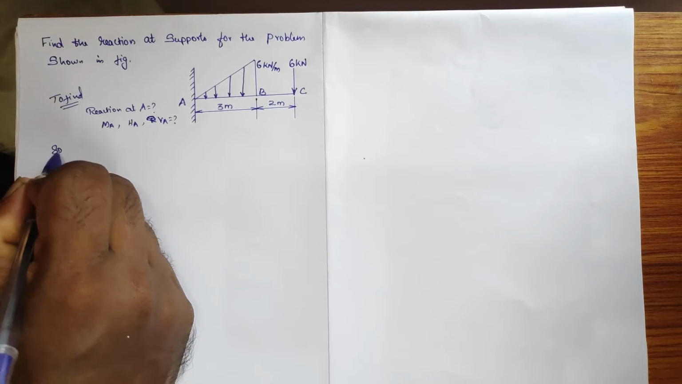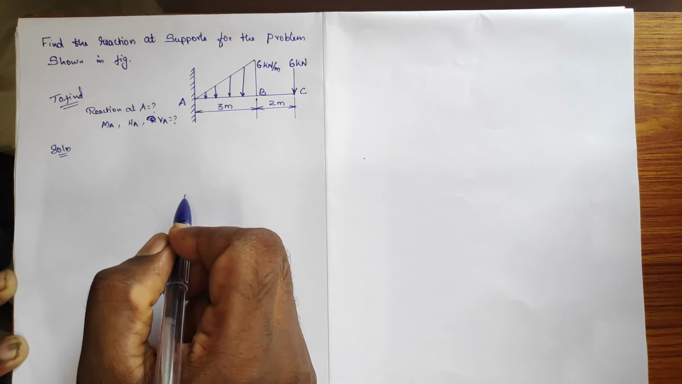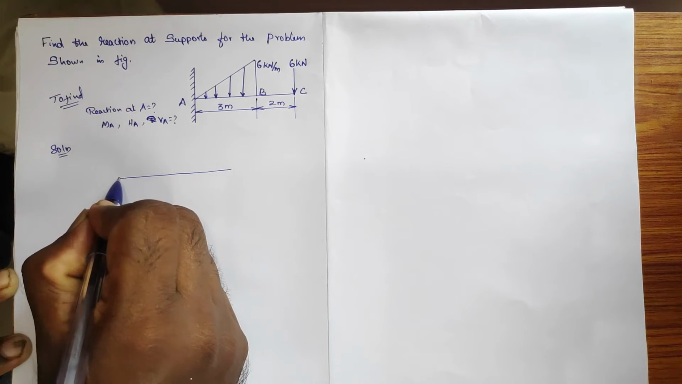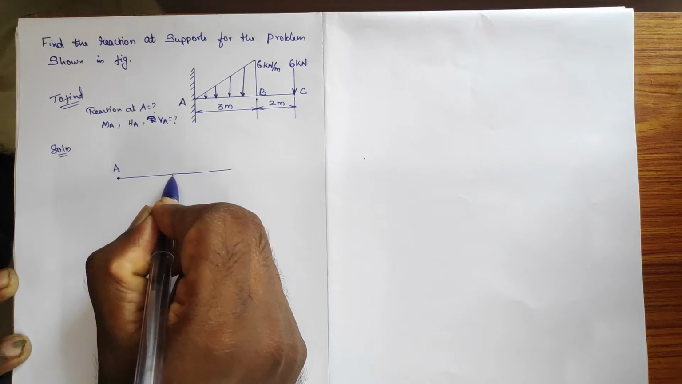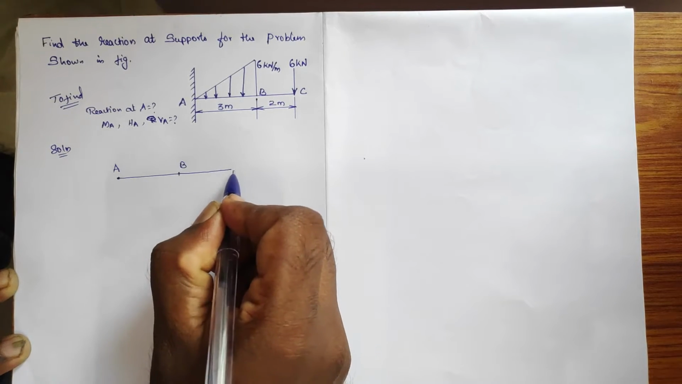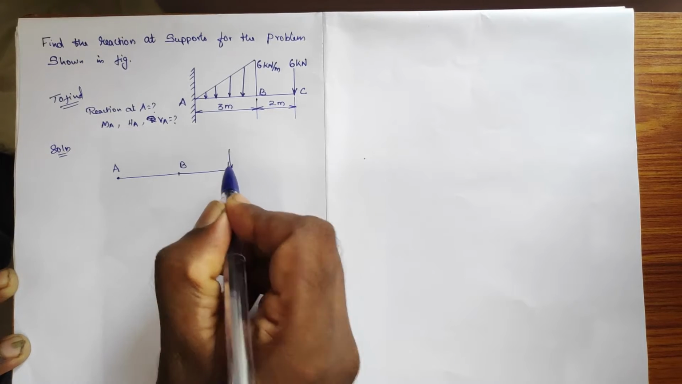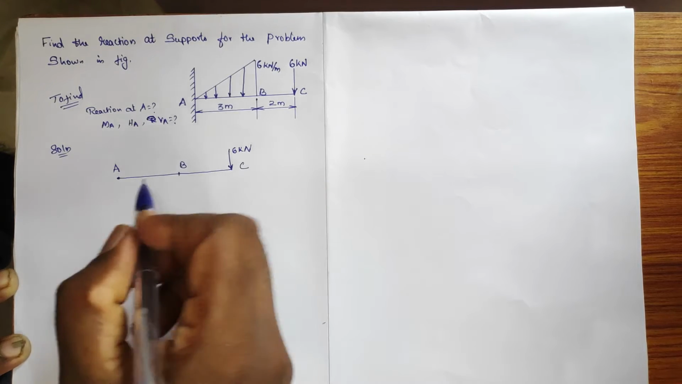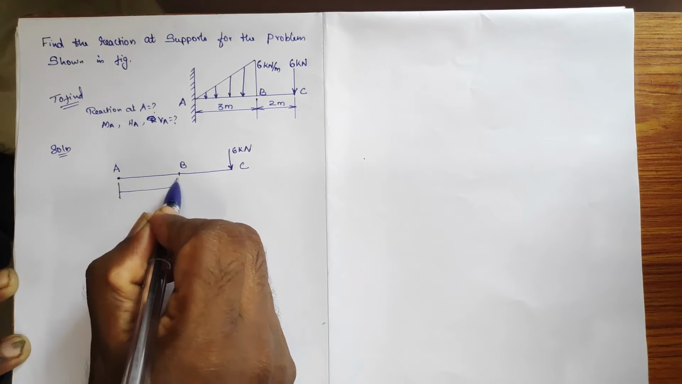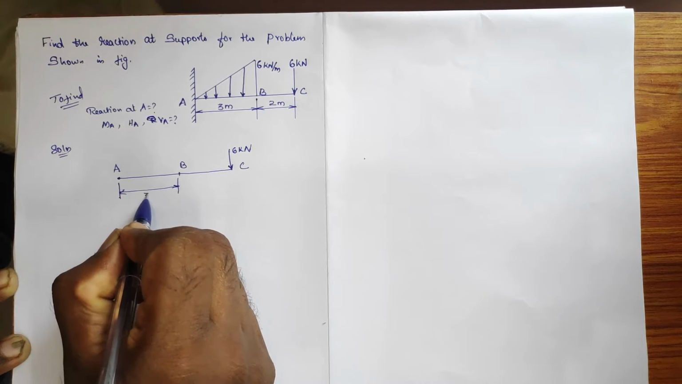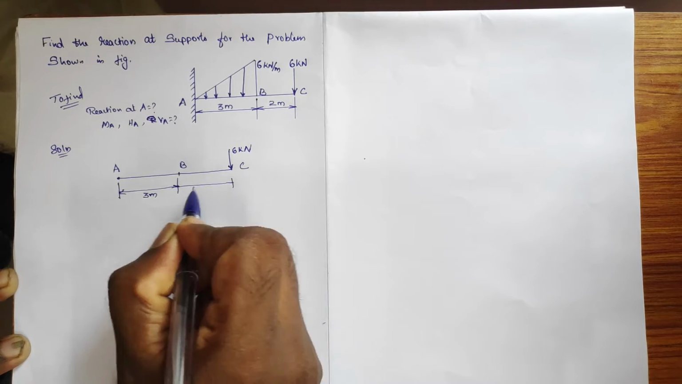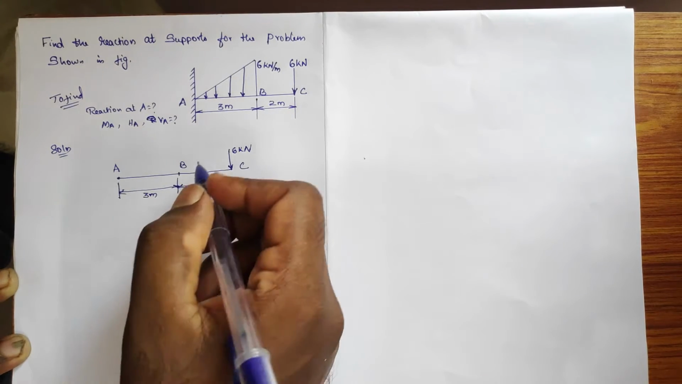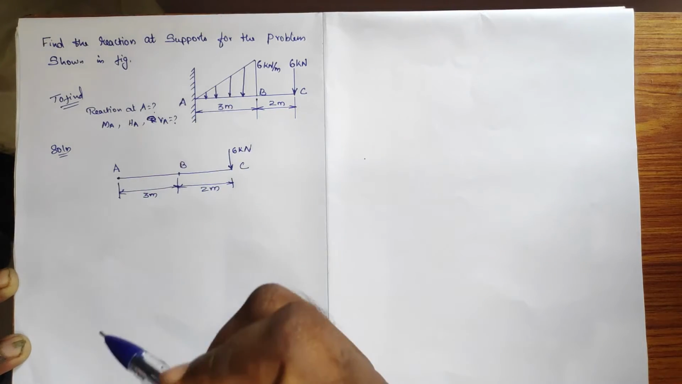Okay, solution. First, draw the free body diagram. For that, I am going to take the beam. One end is A, here is point B, and the other end is C. At the end we have the point load, 6 kilonewton, at C. The frame measurement is given, which is 3 meter, and here it is 2 meter. And then the UVL is here.